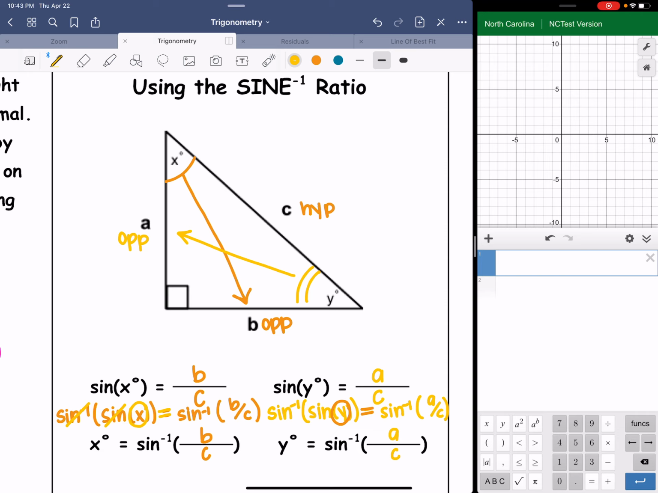As we go through this, we are going to be skipping this step here and this step here, simply because it's unnecessary. We are just going to go straight from our normal trig ratio, and we're just going to take our sine and make it an inverse on the other side of the equation.